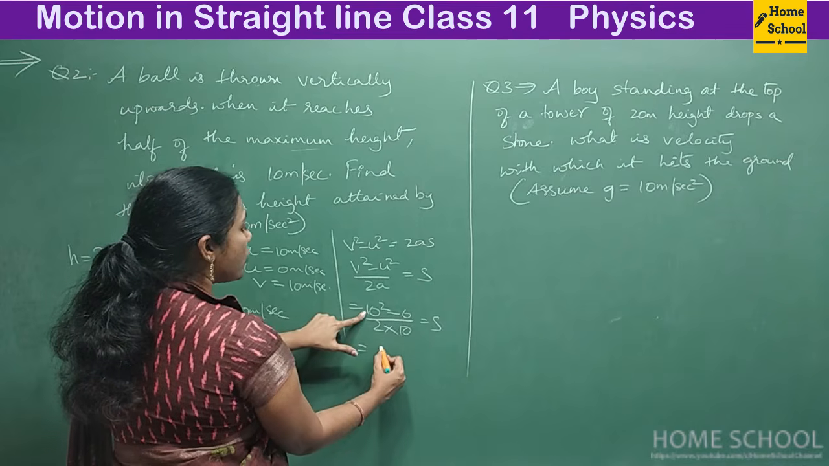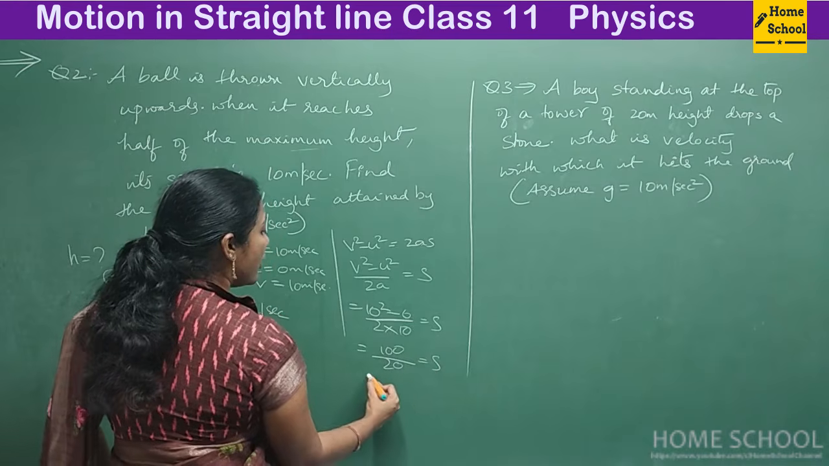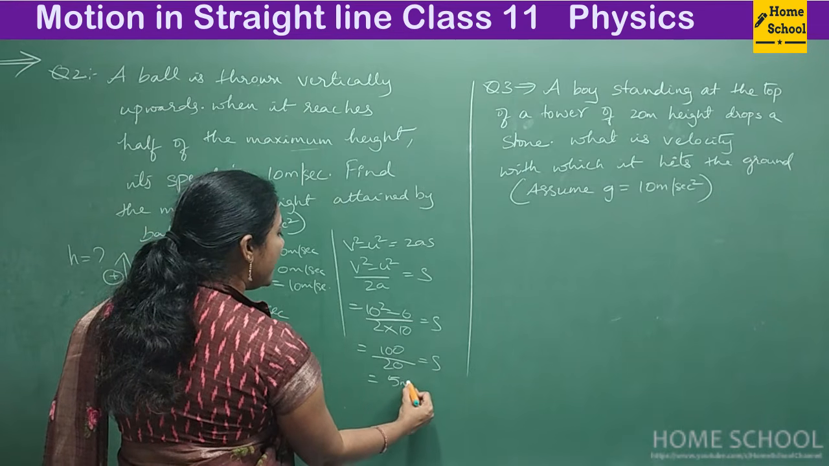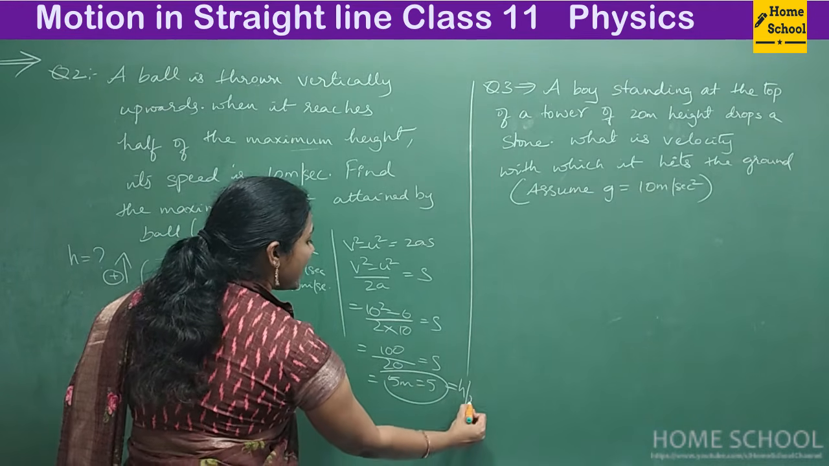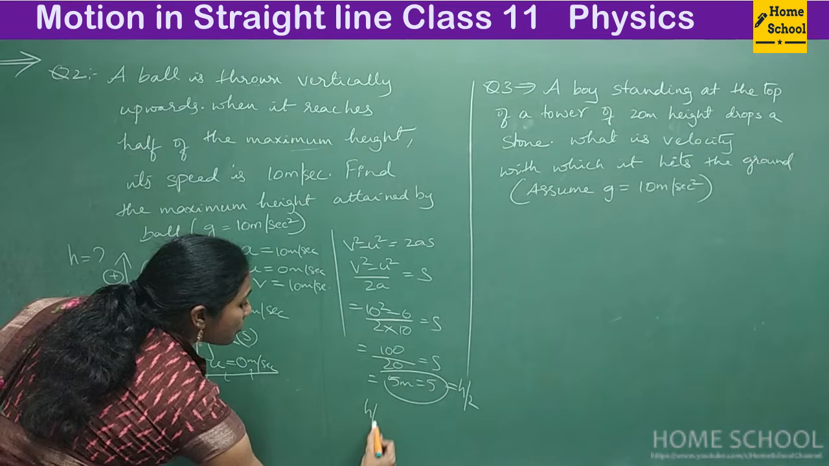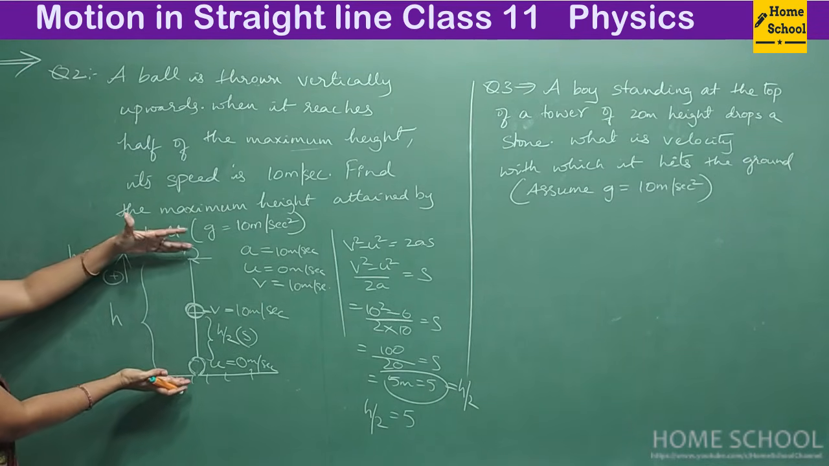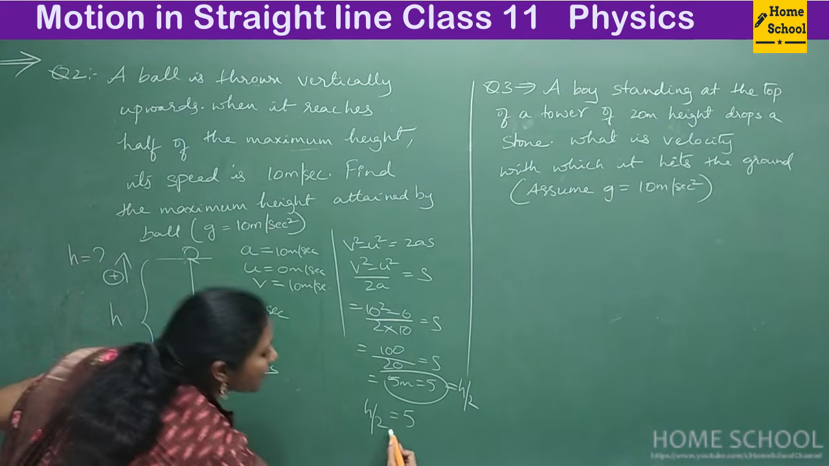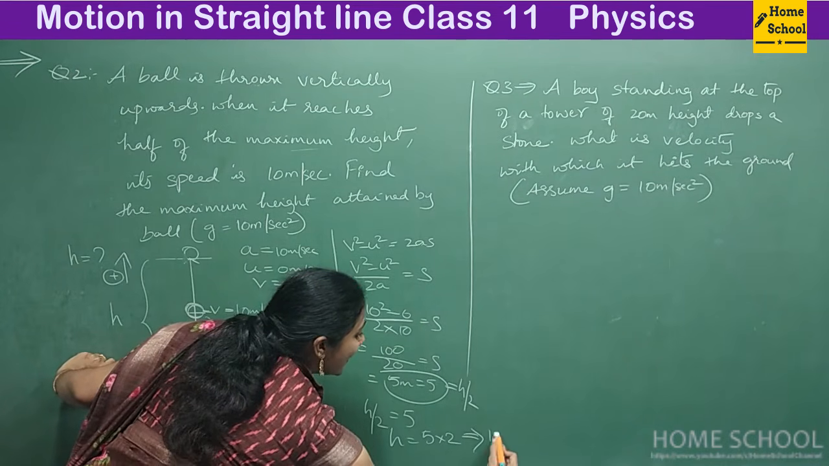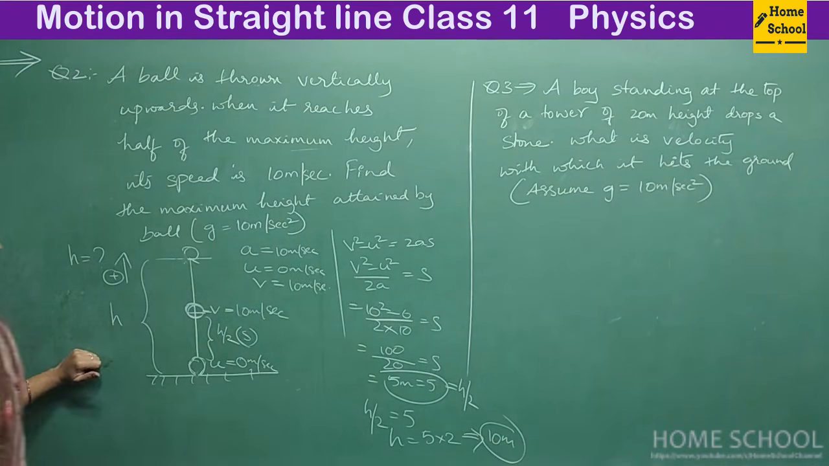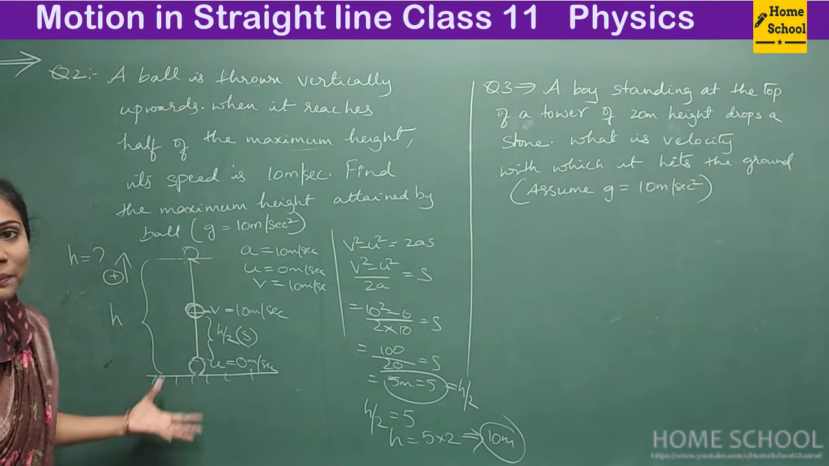So 10 square is 100, divided by 2 tens are 20, is equal to s. So that is 5 meters is your s. What is this s? It is nothing but h by 2. So your h by 2 is equal to 5. So what is h? They are asking you to calculate the total height. h is equal to 5 into 2, that is equal to 10 meters is your answer. So how much is the total height? 10 meters. So hope the problem has become clear.